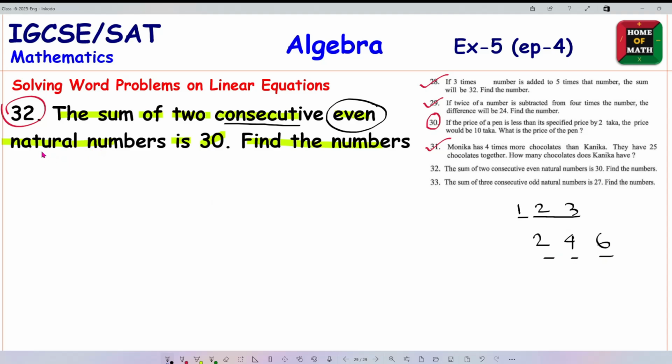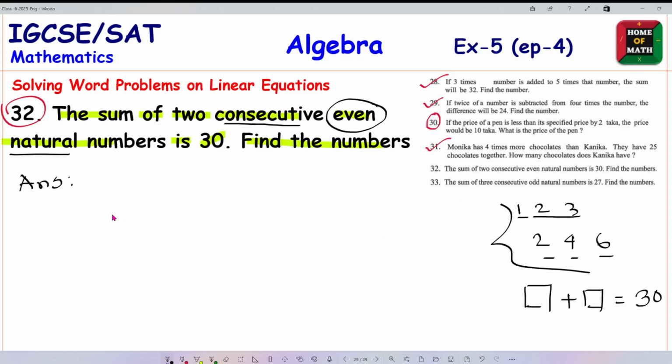Another condition, natural number. Natural numbers are whole numbers, meaning no fraction or decimal. Okay. Now we have to find two numbers which, when we add them, we get 30. In this case we can write like this. Look, another thing: for consecutive numbers, one number should be smaller and the other larger.